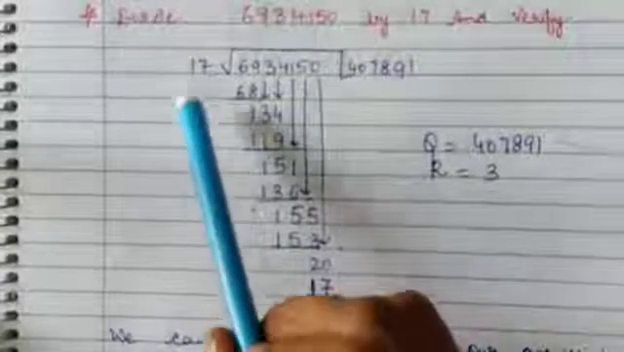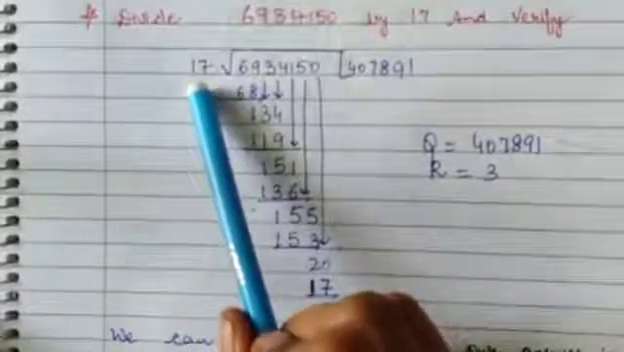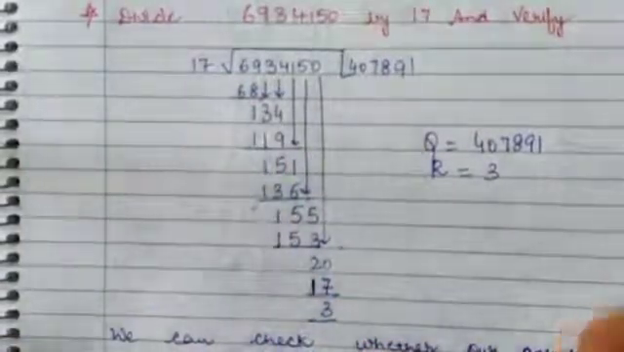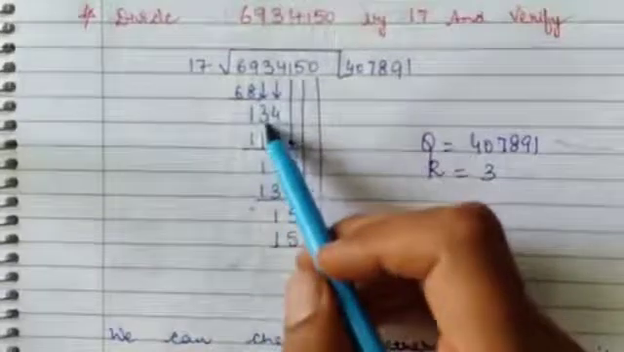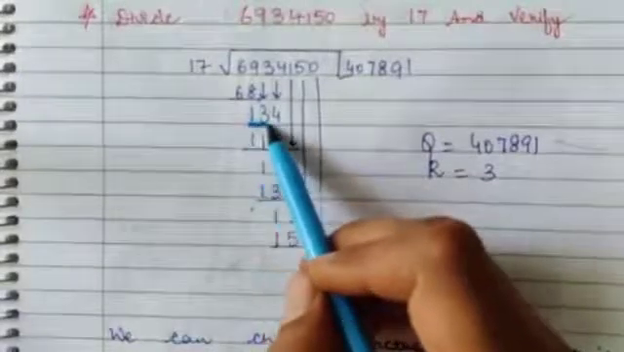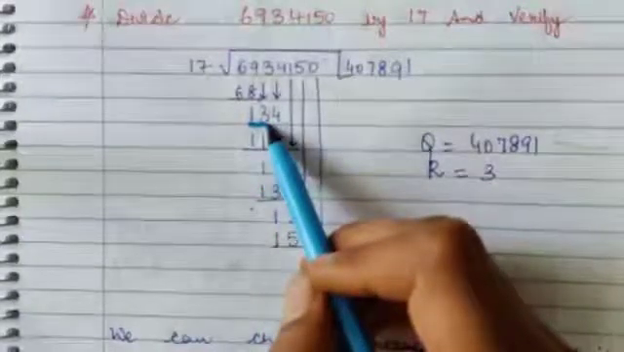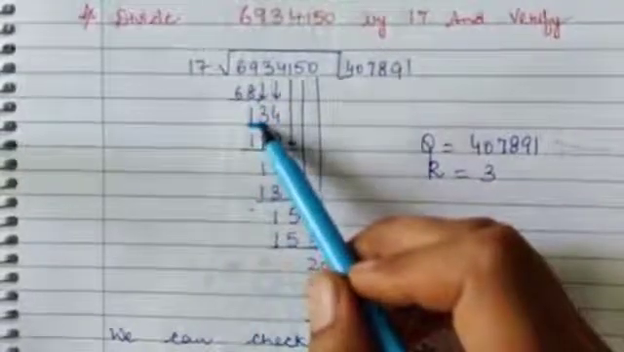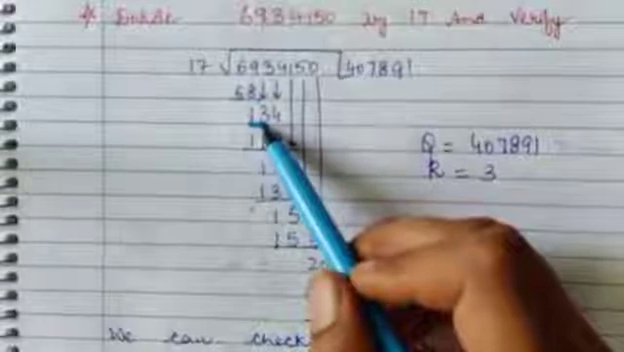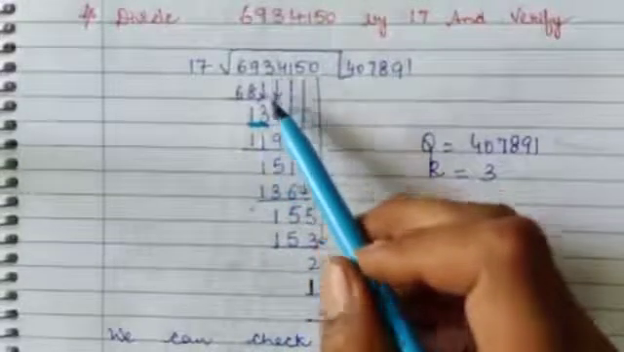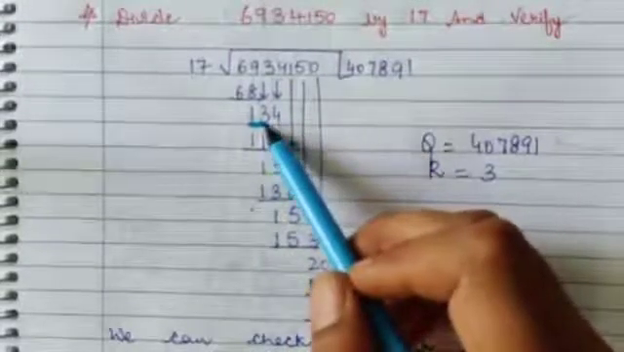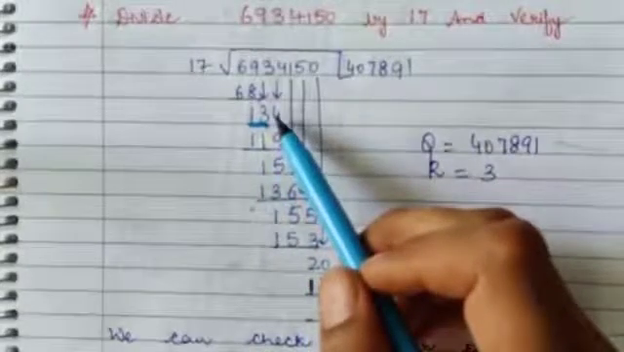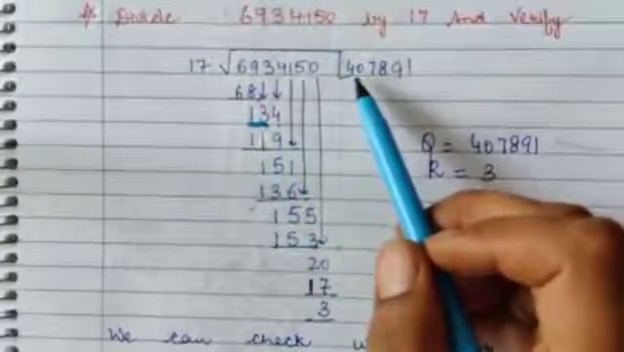Now next we have to divide 69,34,150 by 17. So 17 into 4 is 68. 9 minus 8, 1. 3 comes down. Now 13 is the remainder, but in the table of 17, 13 doesn't come. So one more digit will come down. And if the two digits come together, then what happens? We put 0 in the quotient.